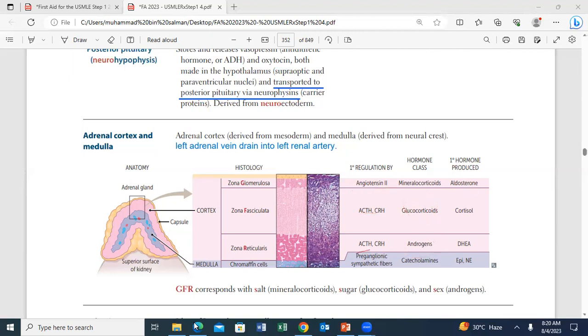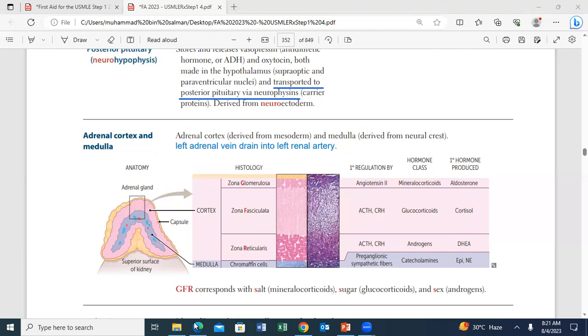Now ACTH is released from the pituitary, right? It is the anterior adrenocorticotrophic hormone, and CRH is released from the hypothalamus. What basically happens is that the pituitary is kind of a master gland. It regulates several secretions, and the trophic hormones released by the pituitary are further regulated by the hypothalamus. So the hypothalamus is like kind of a boss. Corticotrophin releasing hormone from the hypothalamus regulates the ACTH from the pituitary, and this ACTH mainly regulates the production of cortisol in the adrenal gland.